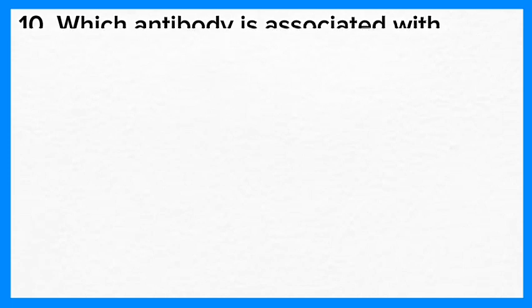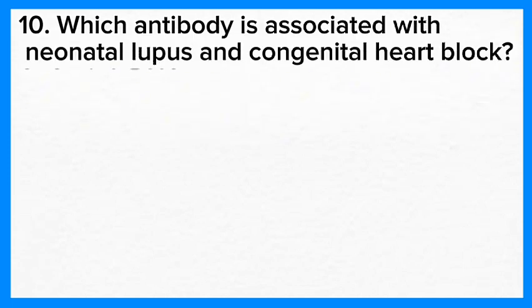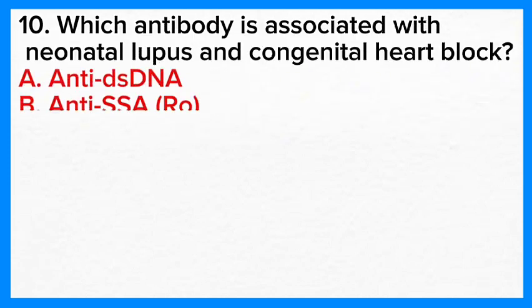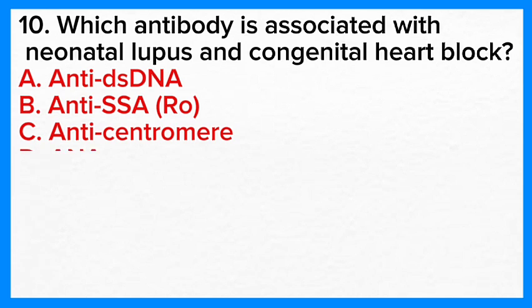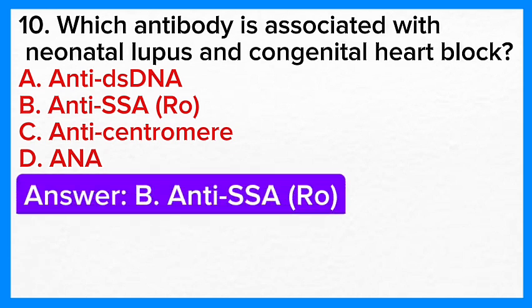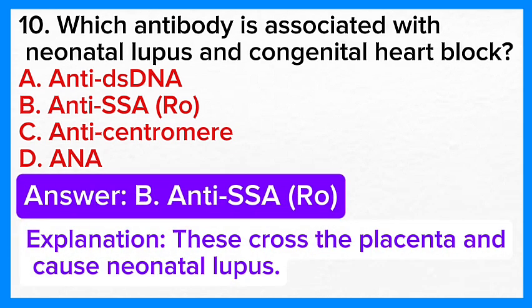10. Which antibody is associated with neonatal lupus and congenital heart block? A. Anti-dsDNA, B. Anti-SSA/Ro, C. Anti-centromere, D. ANA. Answer: B. Anti-SSA/Ro. Explanation: these cross the placenta and cause neonatal lupus.